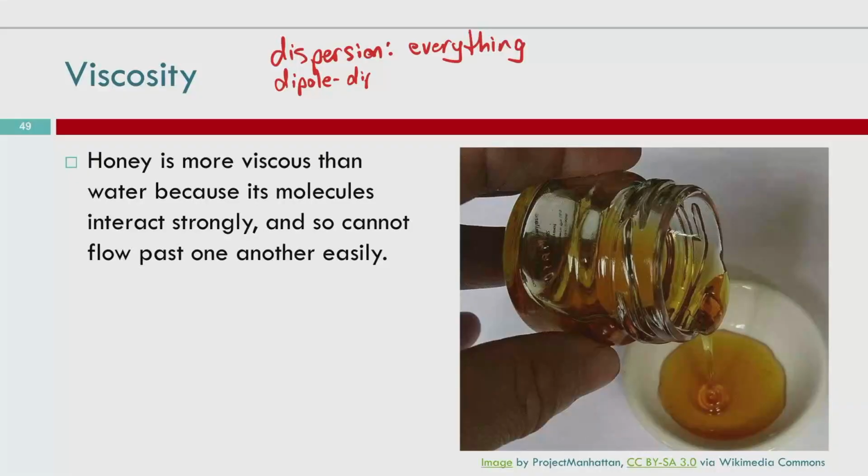Dipole-dipole forces. Polar molecules have these. These are permanent. Partial positive, partial negative forces. And hydrogen bonding: hydrogen bonded directly to fluorine, oxygen, or nitrogen. Those are our first three intermolecular forces. And we also talked about viscosity and surface tension, which are both related to the strength of intermolecular forces.